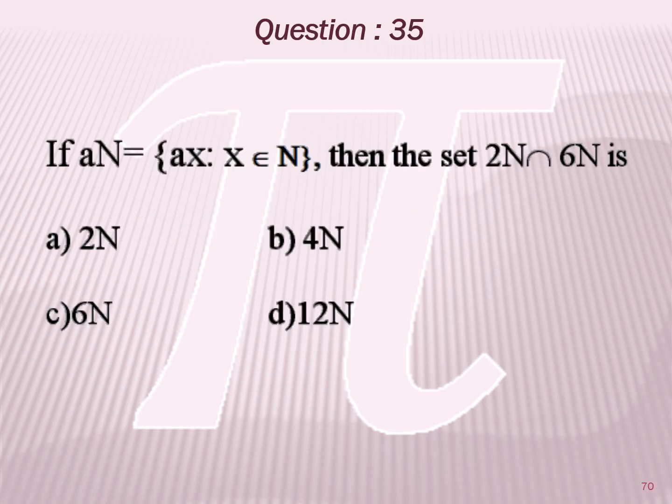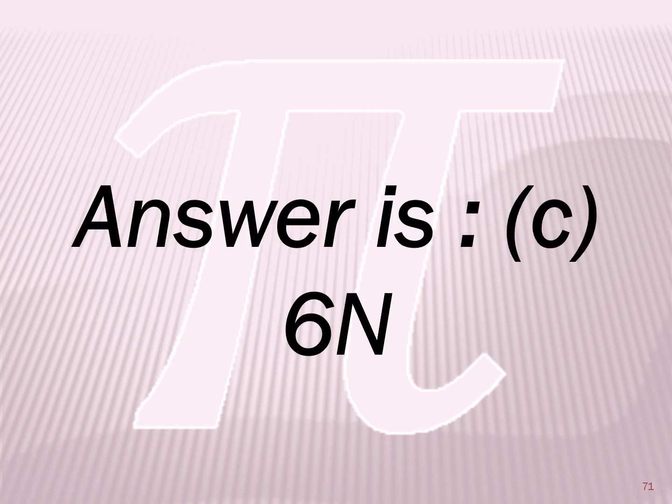And next question is on your screen. This question is related to a set with the intersection of the set. Mind it. Is option C, that is 6n, that is all the multiples of natural number, which is the multiple of 6.